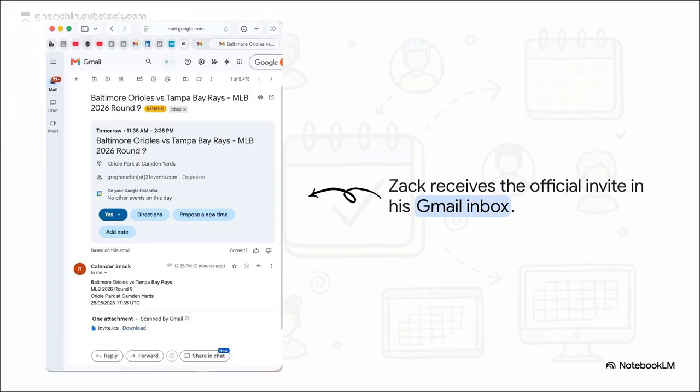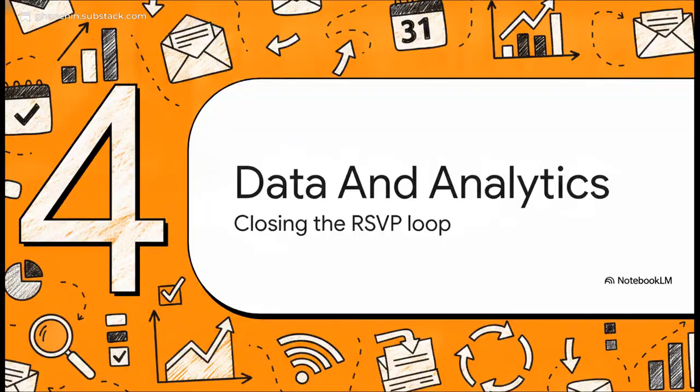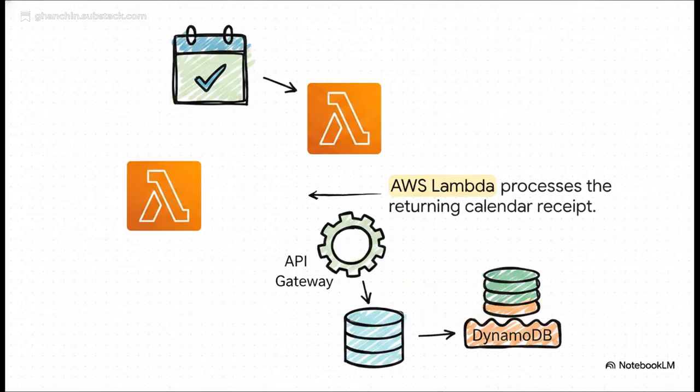But remember, this isn't just a static action on his end. This RSVP is actually a really powerful two-way data trigger that sends a signal right back to Greg. And that brings us to Section 4, tracking data and analytics. This is where we close the RSVP loop. Once Zach responds, we really get to see the power of the system's return path.